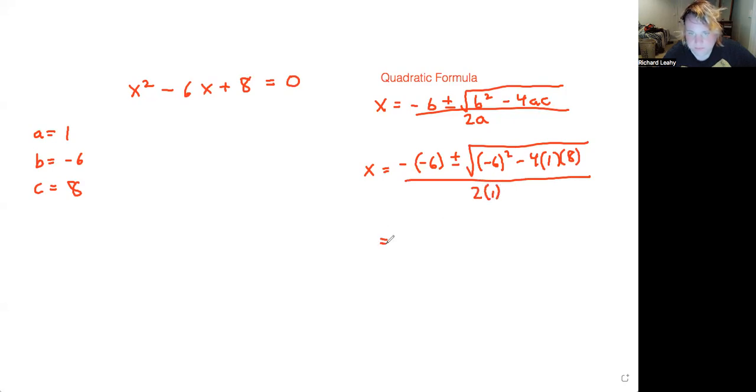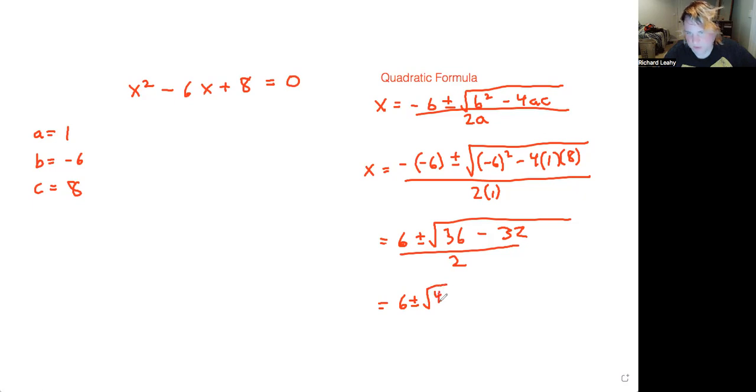So -6 is +6. 6 squared is 36. And 4 times 1 times 8. You got to make sure you get the sign right there. So that's 32. So what I'm showing right now is basically all the steps, right? So the kind of thing you would do if you were teaching this to somebody for the first time. And as you get used to these, you want to skip some of these steps.